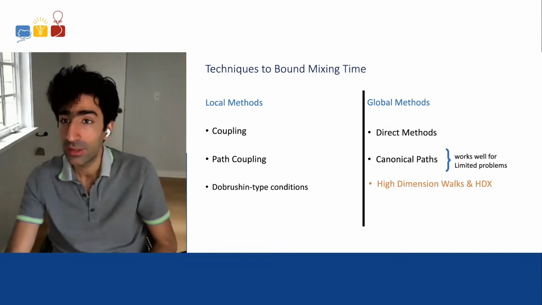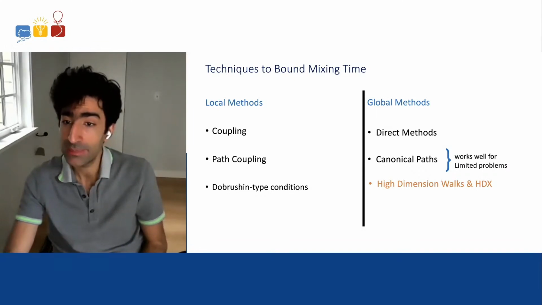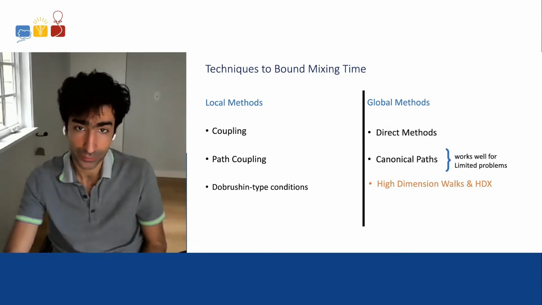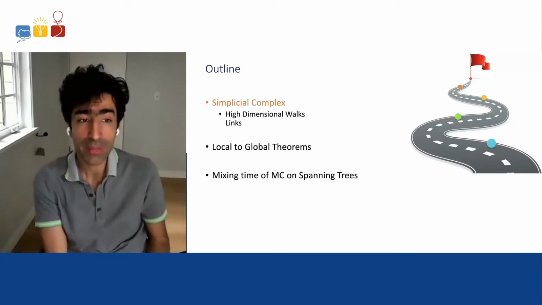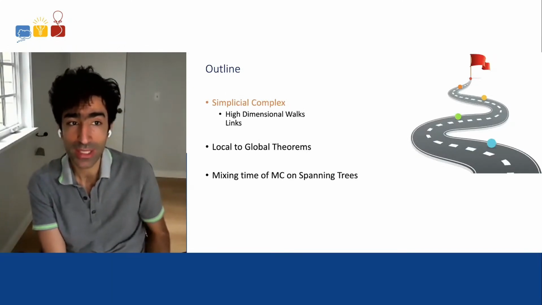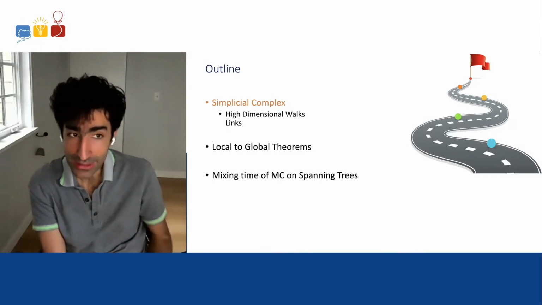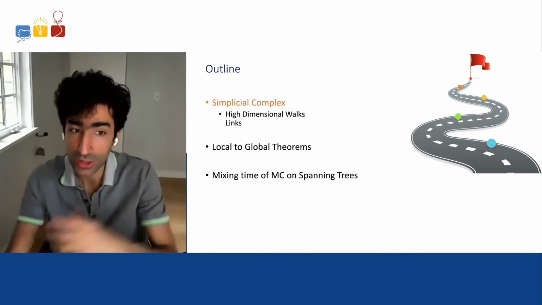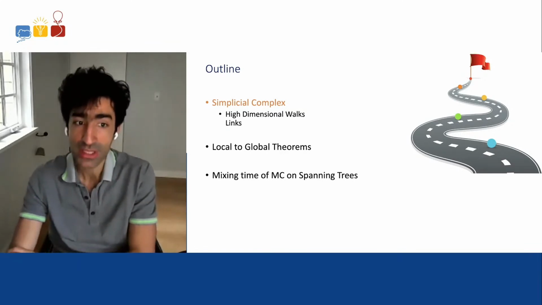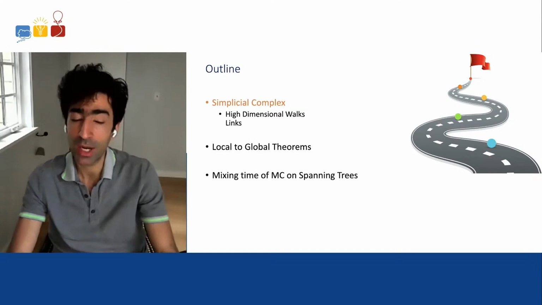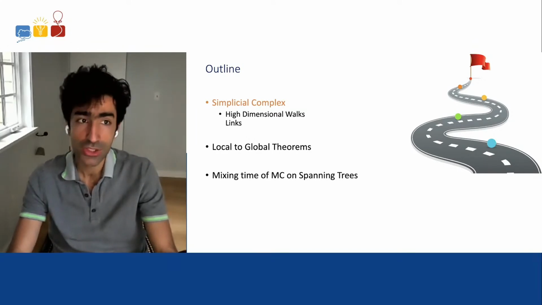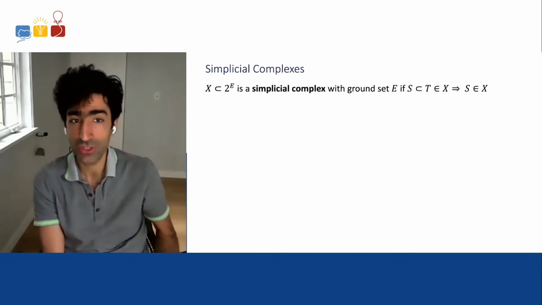It's based on a mathematical object called high dimensional expanders. So let's begin. First I will tell you what a simplicial complex is. And I'll tell you about high dimensional walks and links of simplicial complexes. And then I'll use these notions to study mixing time of the Markov chain on spanning trees. So let's start with what a simplicial complex is.